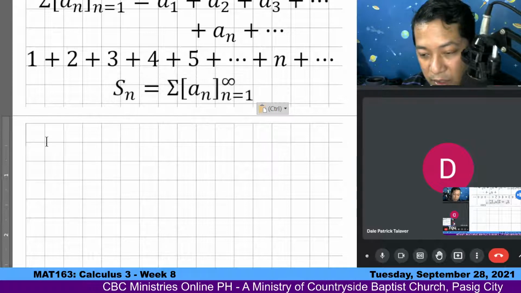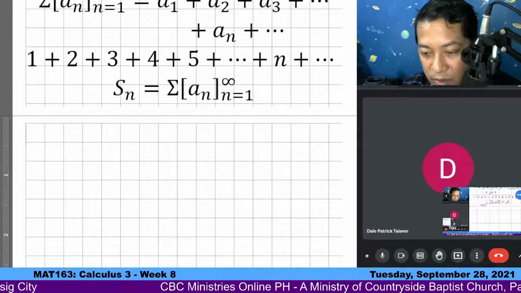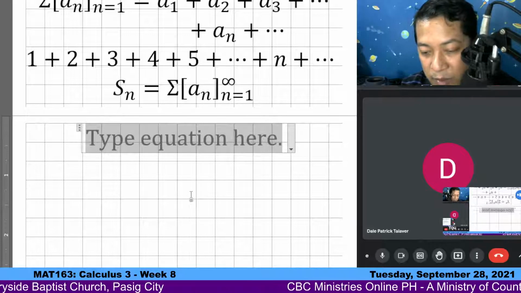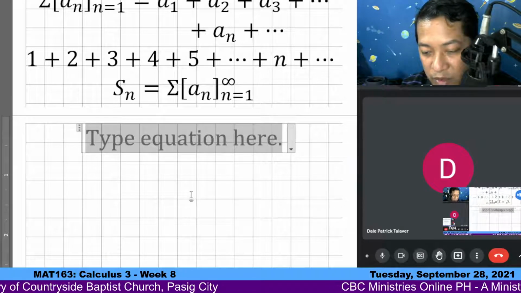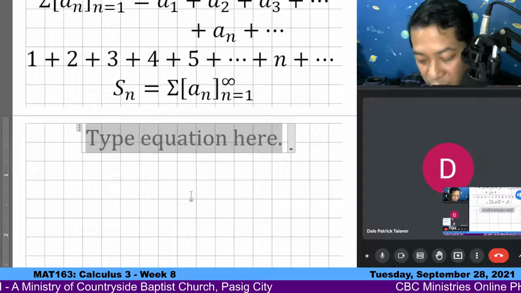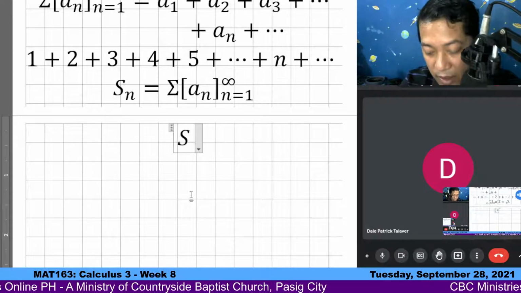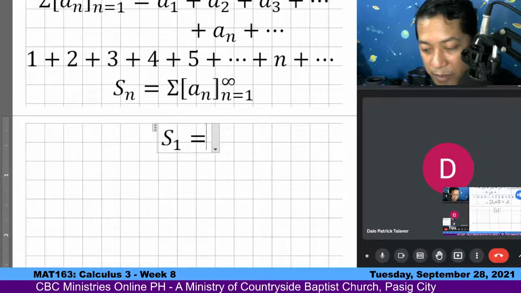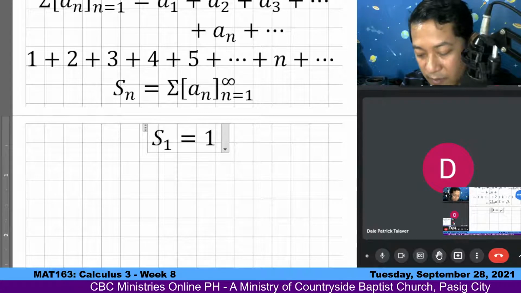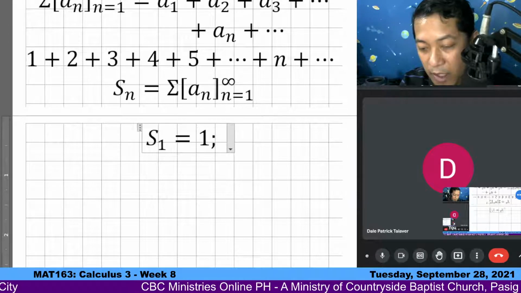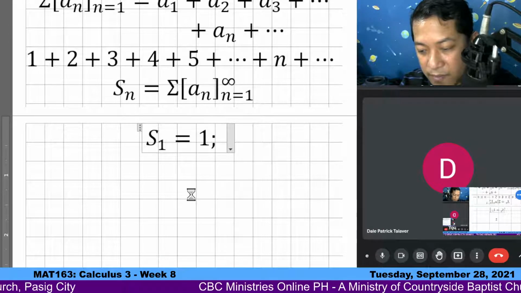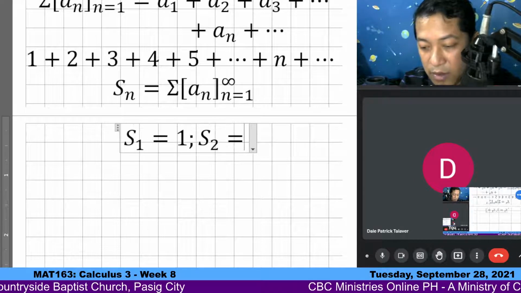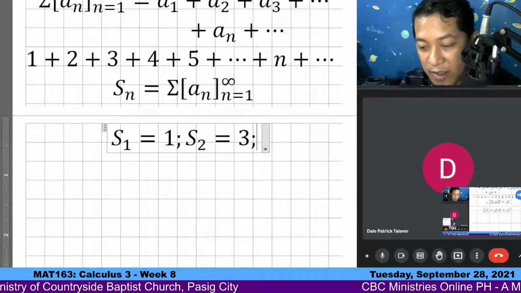For instance, if we would like to say what? For this particular example, the sum of counting numbers from 1 plus 2 plus 3 plus 4, we may have this observation, no? Say for instance, the sum of the first term is obviously equal to 1. No? How about the sum of the second term? Or the two terms, the first two terms is 3. Tama ba, Dale?